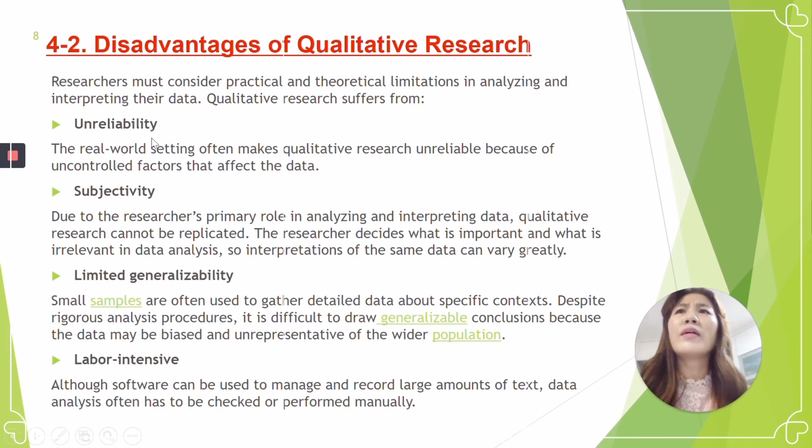Unreliability. The real-world setting often makes qualitative research unreliable because of uncontrolled factors that affect the data. So new things can happen because your context of research is very special, so it may be unreliable, right?